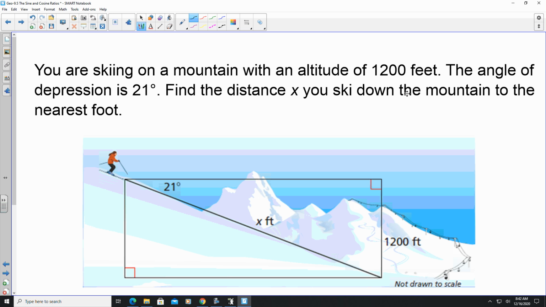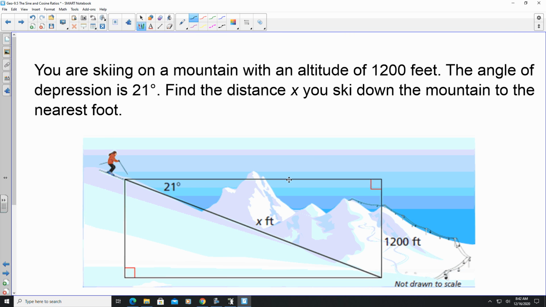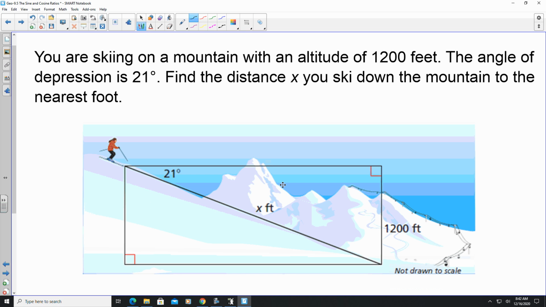All right, so here it is asking us, oh, sorry, you are skiing on a mountain with an altitude of 1,200 feet. The angle of depression is 21 degrees. It's asking you to find the distance x you ski down the hill to the nearest foot. All right, so x is part of the hypotenuse, this 21-degree angle with respect to the altitude of 1,200 feet is the opposite side measurement.